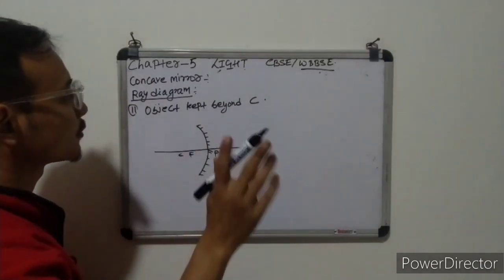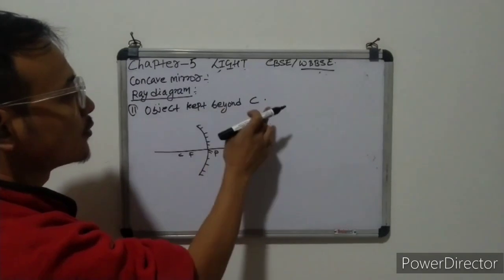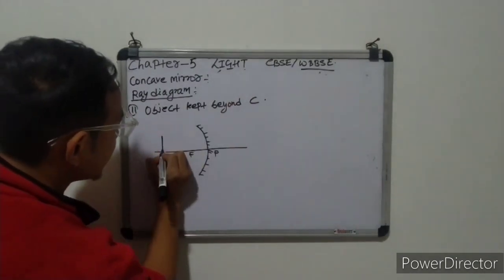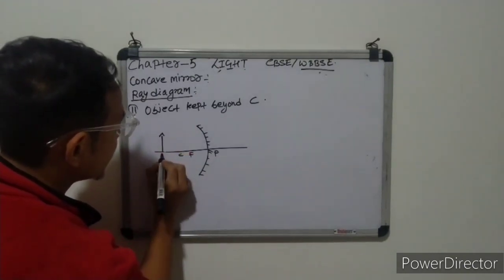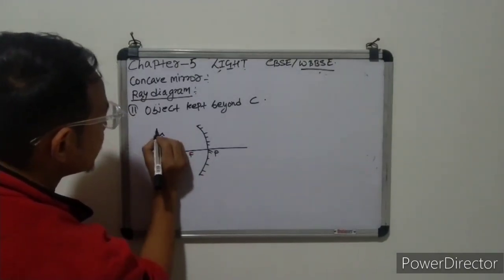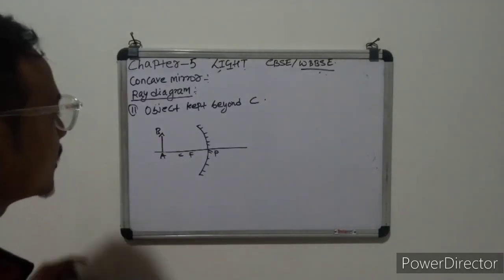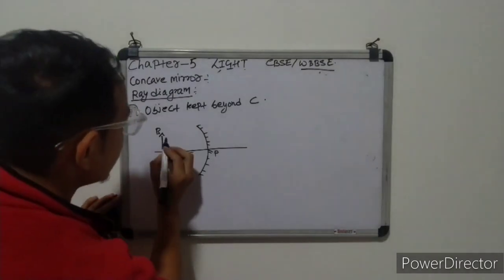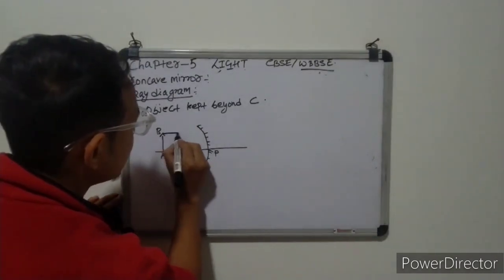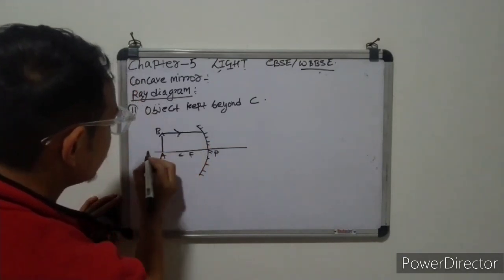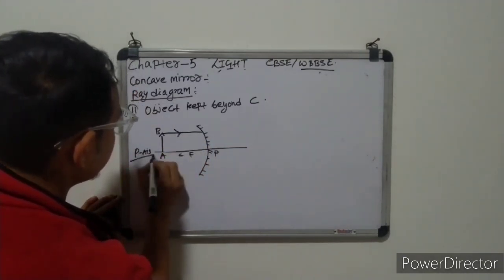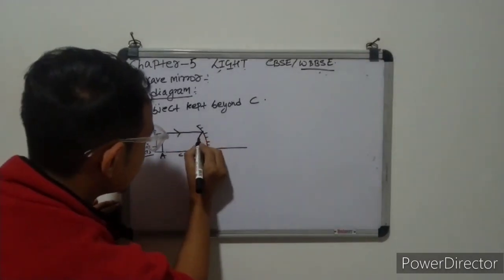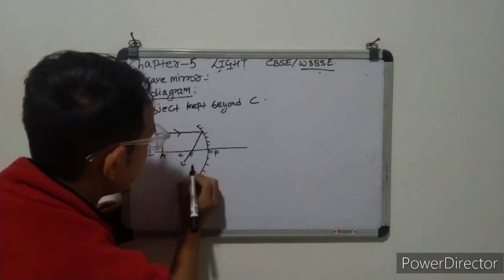Now look at number 2, that is, when you keep the object behind the C. If I keep the object behind the C, then what will happen? This one is A, this one is my object B. A and B make my object. I said before that two rays are needed to produce an image. The first ray, I will take the incident ray parallel to the principal axis. Parallel to the principal axis, it will always pass through the focus.